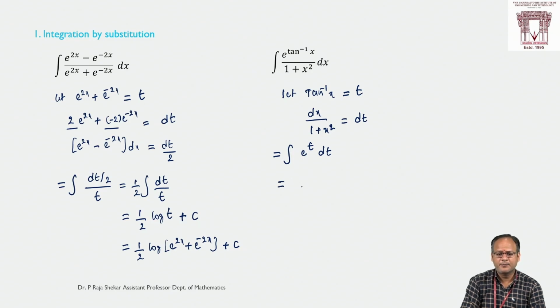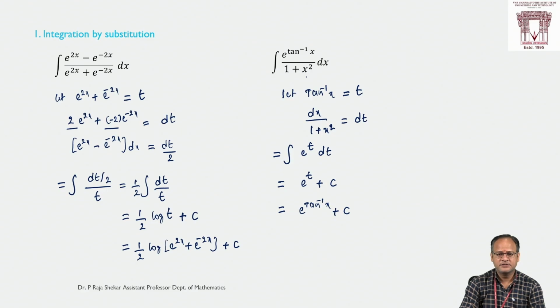So it is simply the integral of e^t dt. What is the integration of e^t? The integration of e^t is e^t only, plus some constant c. And what do we have to do at the end? Substitute back t by, in this case, tan inverse x. So it is only e^(tan inverse x) plus some constant c. So this is the integration of e^(tan inverse x) divided by 1 plus x square, dx.